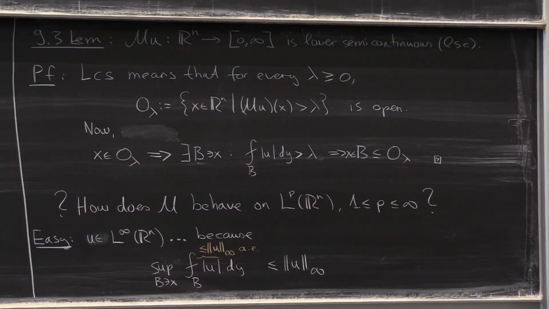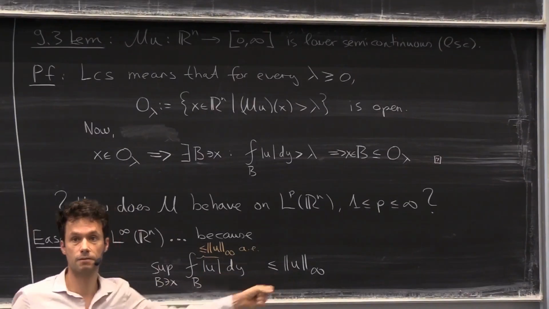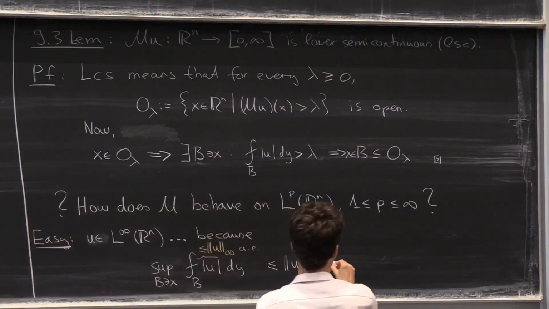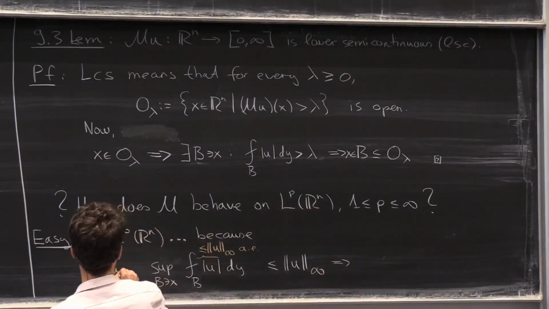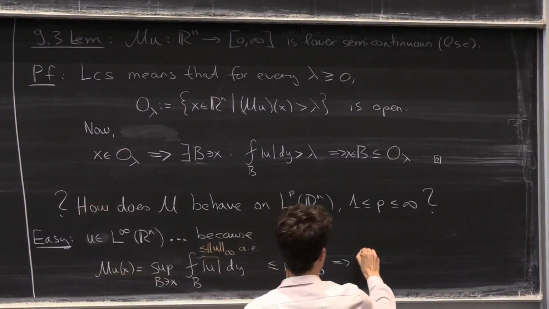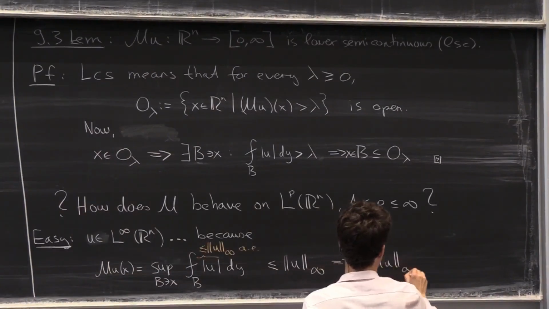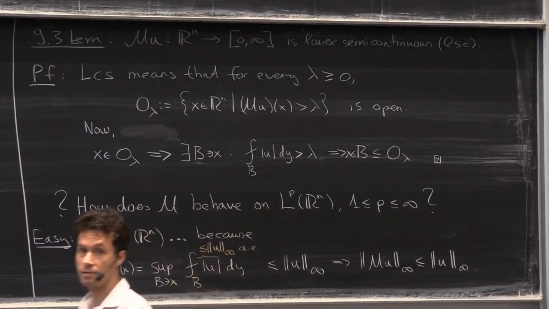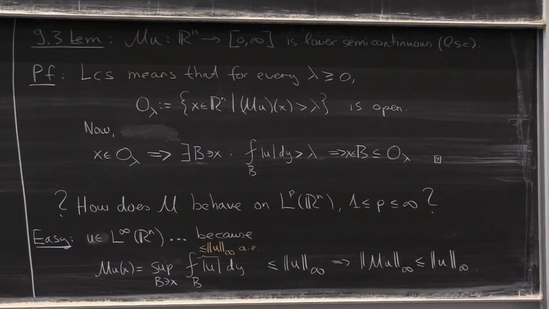Now, because this works for every x, this means the maximal operator is bounded by u in L infinity for every x. This means the maximal function itself is also L infinity. And I conclude, because this is Mu at x, that the maximal operator is bounded on L infinity with a bound 1. Okay. That's the easiest of all cases.